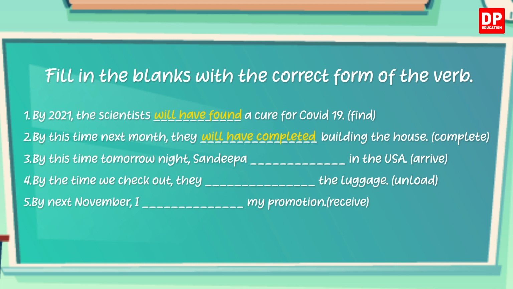What about the third one? How did you do that? Sandeepa will have arrived in the USA by this time tomorrow night. Will have arrived. Next one now. Yes, by the time we check out, they will have unloaded the luggage. Now the last one. What is the correct form of the verb here? Will have received. I will have received my promotion by next November. Hope you got them all correct.